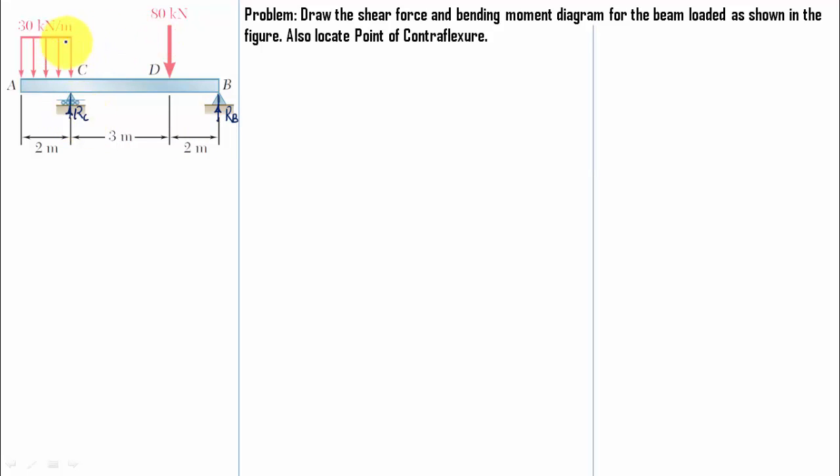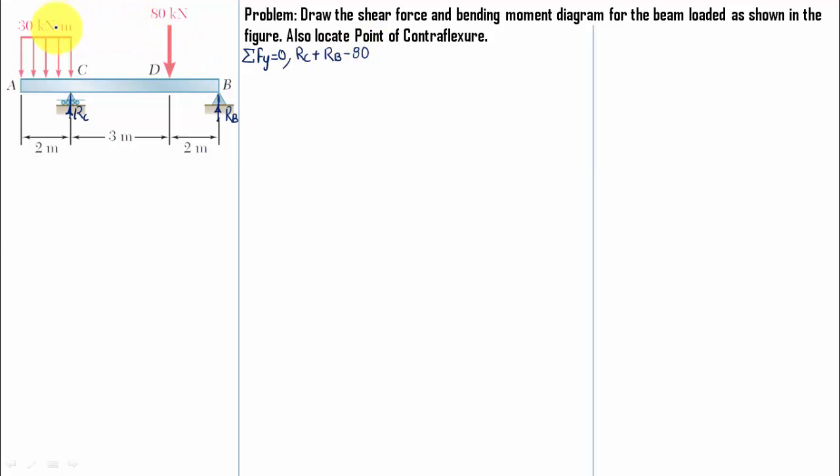You can clearly see that the external loads are vertical in nature. One is a point load while the other one is a UDL, and both of them are vertical, and therefore the reactions will also be vertical. So let's apply what we've learned in mechanics so far. Summation of Fy is equal to 0: RC plus RB minus 80.